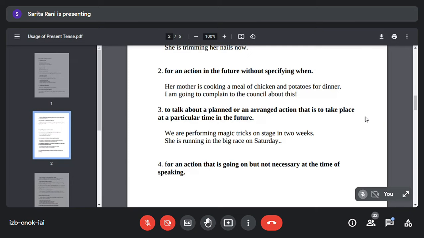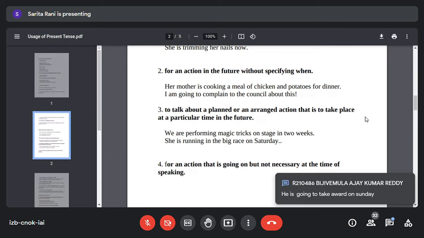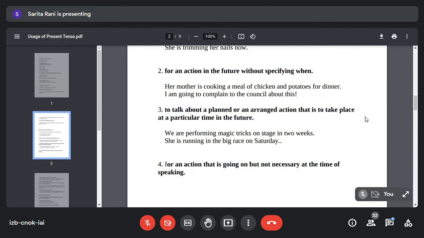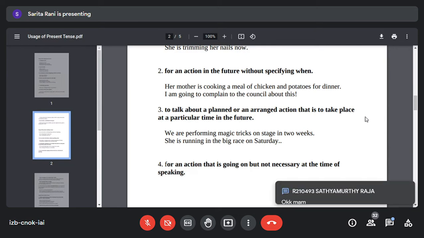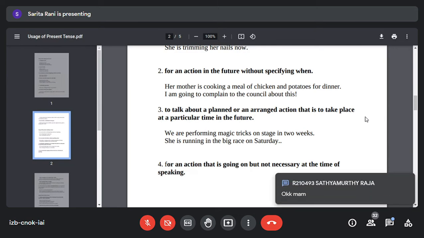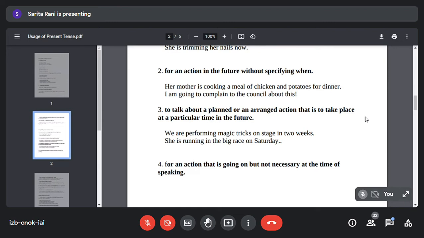I planned a dinner on Sunday at my home. There is no ing form; you have written in the V2 form, that is past form. He is going to take award on Sundays. This is right. Very good, Kumar. We are reporting to the college after 8 days. Very good, yes, you can write like that.